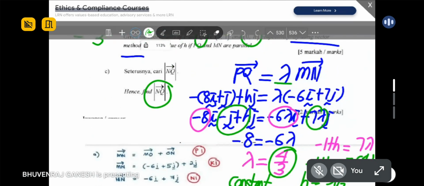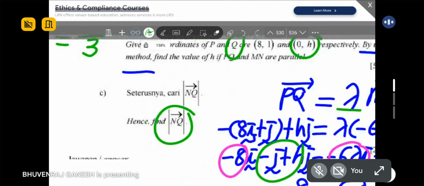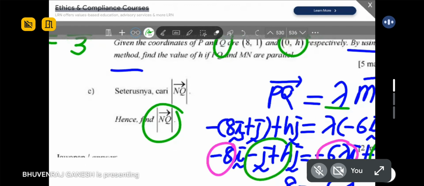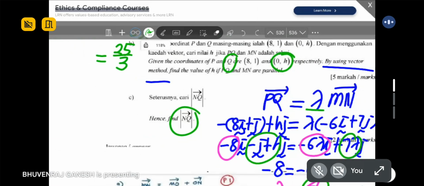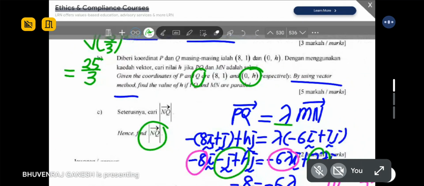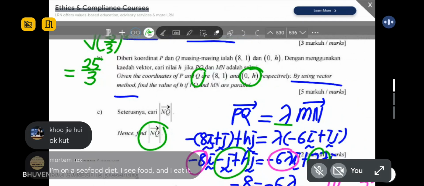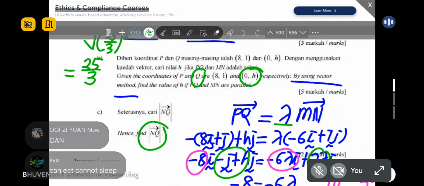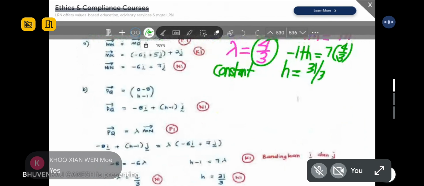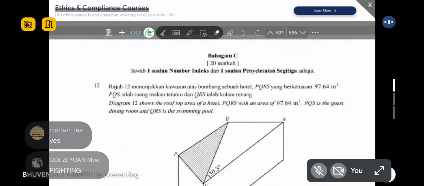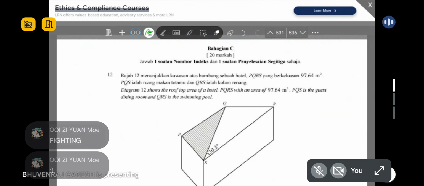Are you clear? All of you? How to get the answer? Can? Still can, all of you? I'm scared you guys are sleeping already. Don't sleep, my class cannot sleep. Can or not? I need some response. All of you, type yes or type no. No cannot, must be 100% can in my class. Okay? Fighting, yes.